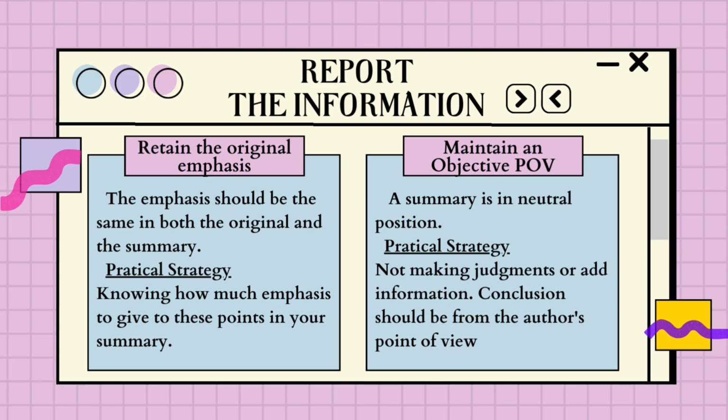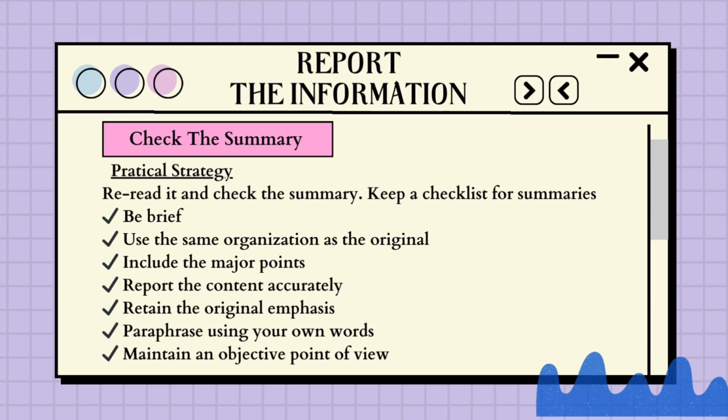Maintain an objective point of view. An objective point of view is a neutral position. A summary is not an analysis or a commentary and doesn't invite an opinion. In your summary, you shouldn't make judgments or add information. The conclusion should be the author's or the speaker's conclusion, not yours. Check the summary. Reread to check the summary and keep a short checklist for summaries. If you know how the summary will be evaluated, use the same criteria to check.